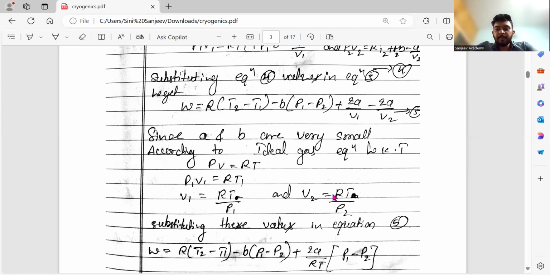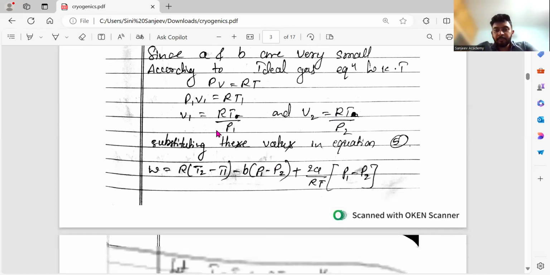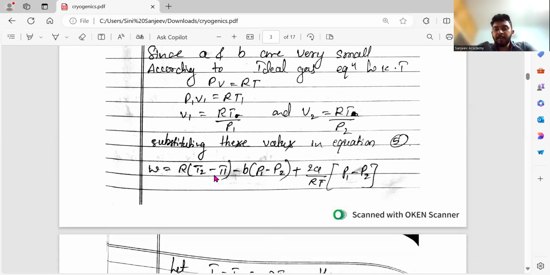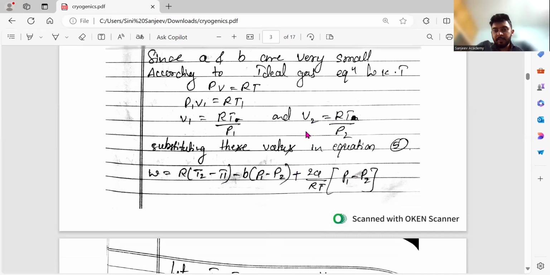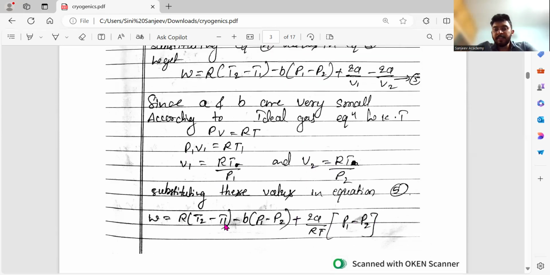Fine, and then we will substitute where? Here V1 and V2 is there, right? In equation 5, I'm going to substitute these two equations. So I'll be getting what? W is equal to R into T2 minus T1 minus B into P1 minus P2 plus 2A by RT into P1 minus P2. Once you substitute everything. This is not pi, this is again T1. This is not pi, the same equation, T2 minus T1. I'm only substituting values of V1 and V2. That too I'll be getting through PV is equal to nRT, the ideal gas equation.